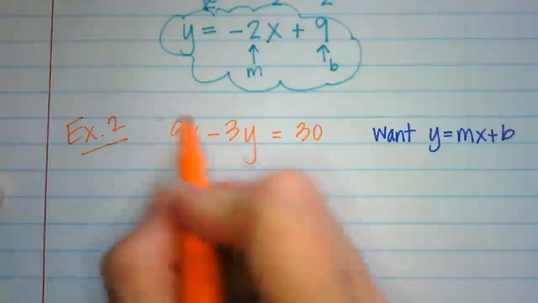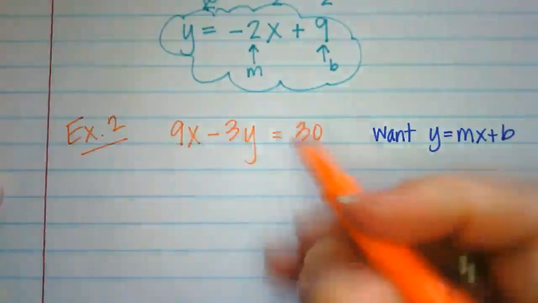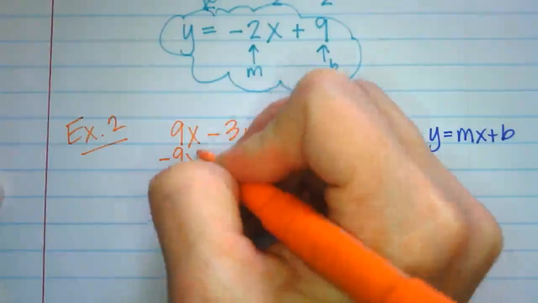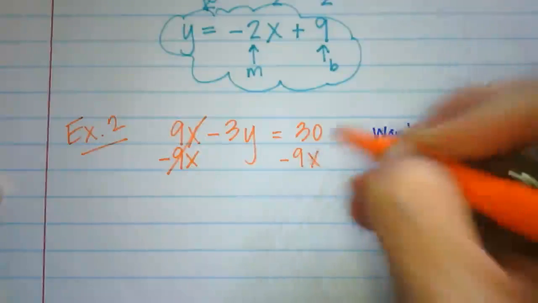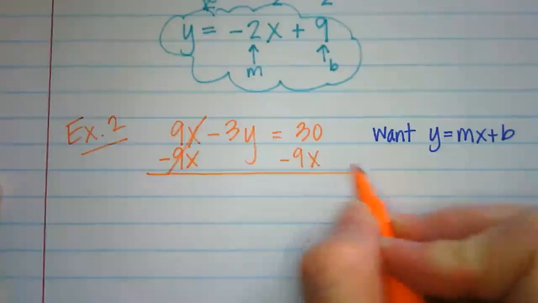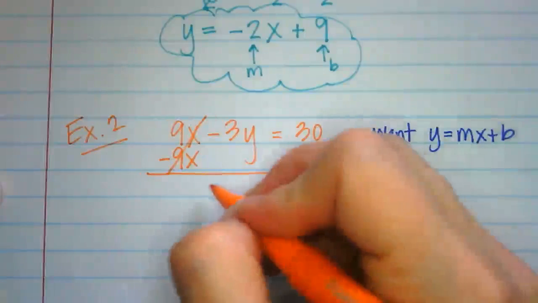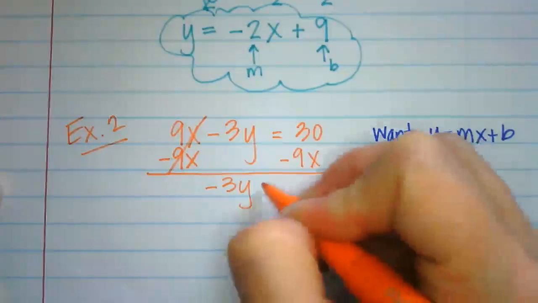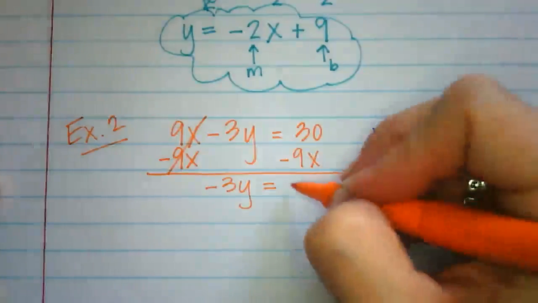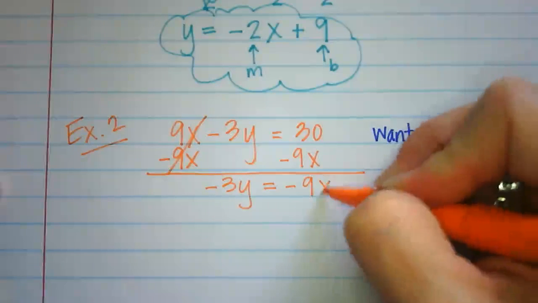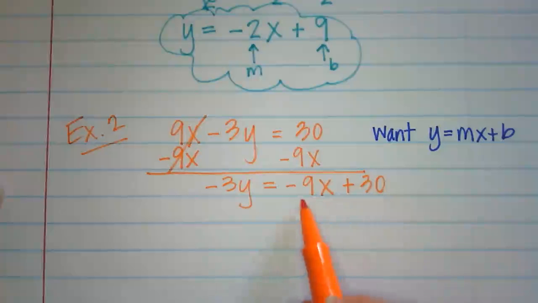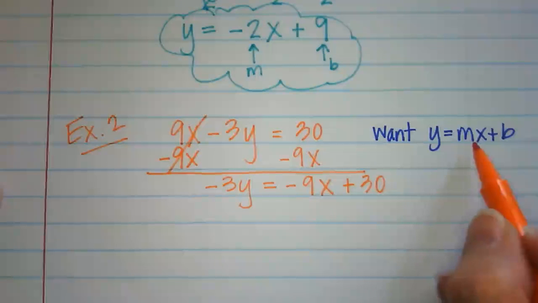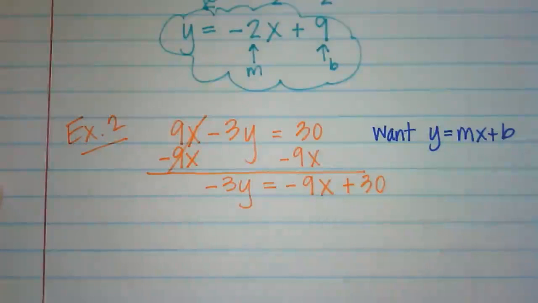The first thing we need to do is get rid of this 9x. To get rid of 9x, we can subtract 9x, which will make it cancel, but we also have to do the same over here. So that's gone. Now on the left side, all I have is negative 3y. On the right side, we have negative 9x plus 30. I'm writing it like this because in slope-intercept form, the x comes first.